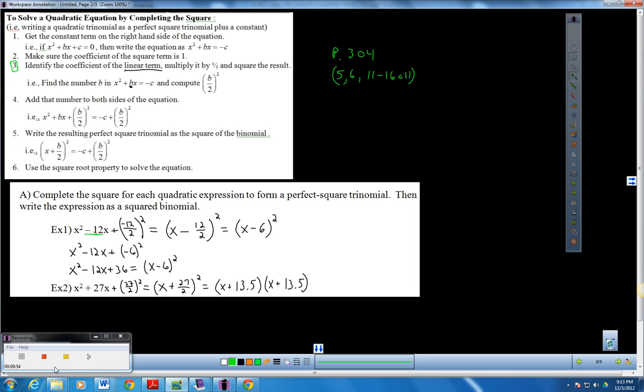So this is Mr. Claxton signing off on what we discussed, the beginning steps to solving a quadratic equation by completing the square, along with reviewing Chapter 5 thus far.